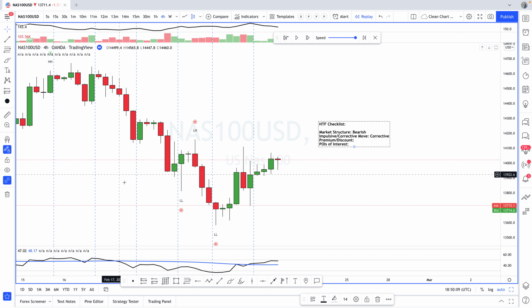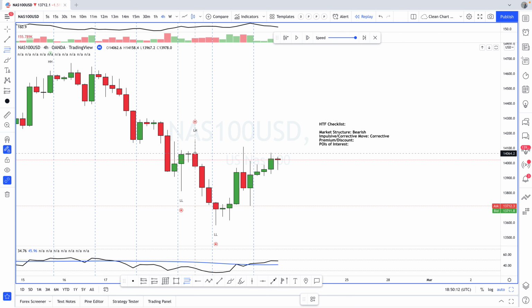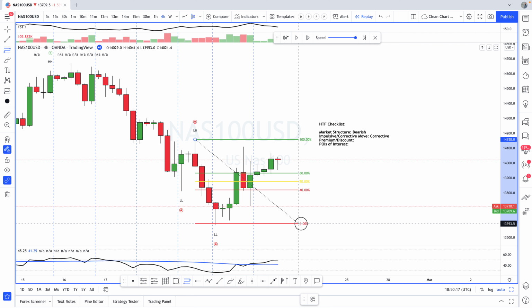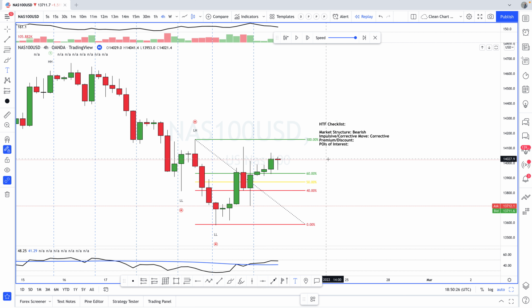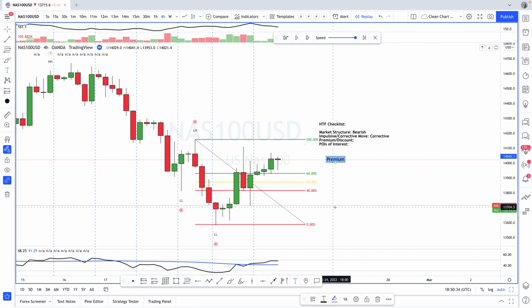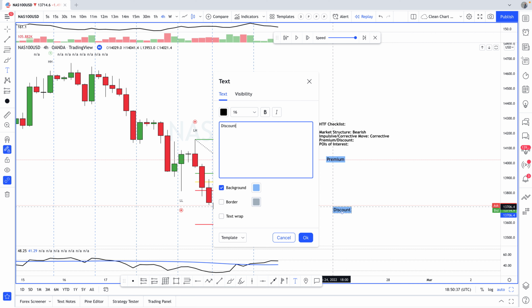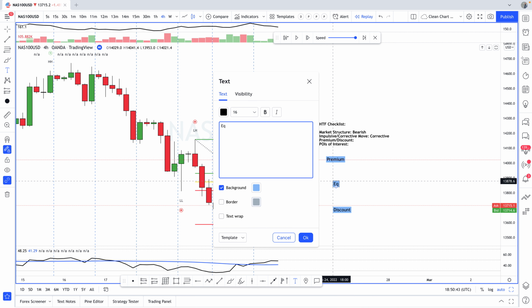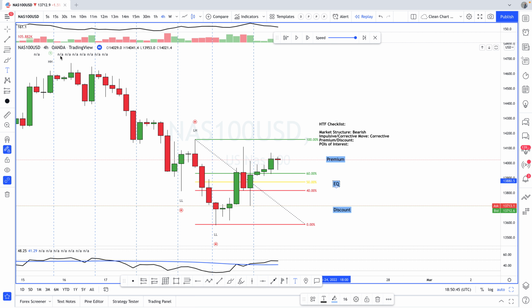The next thing on our list is checking whether we are in the premium or the discount zone. To do that, we take a fib from the lower high going down to our lower low. Everything above 60% I would consider premium, and everything from 40 down to 0 would be considered discount. Everything in the middle between the 60 and 40, we call EQ, or equilibrium.